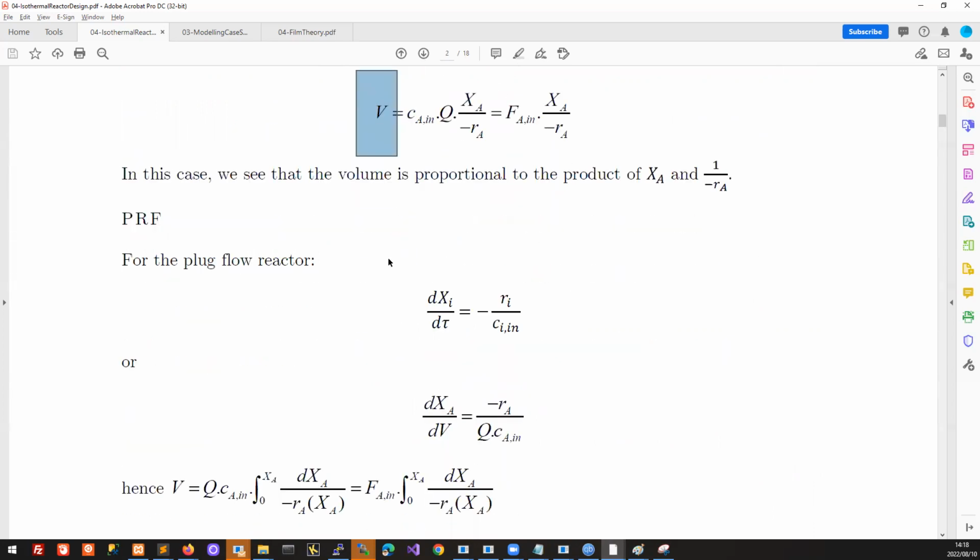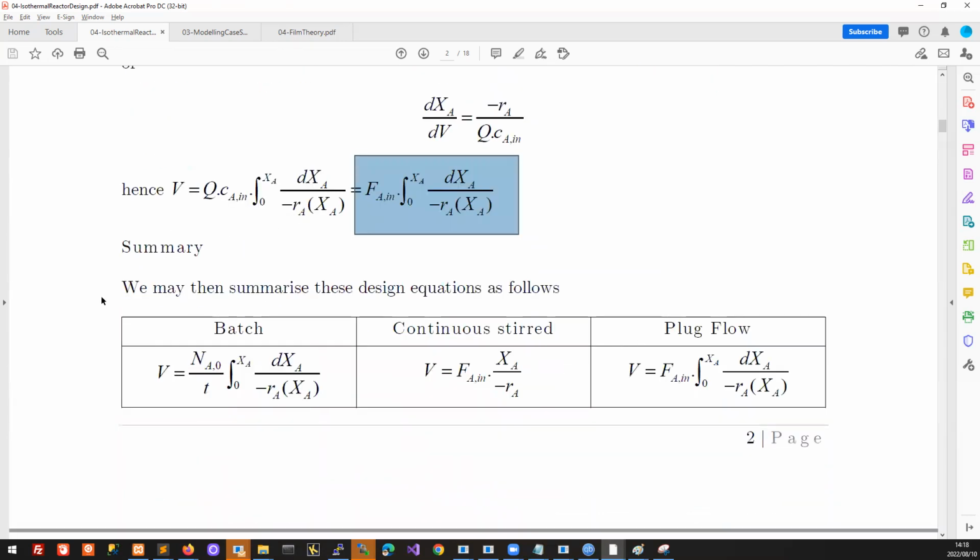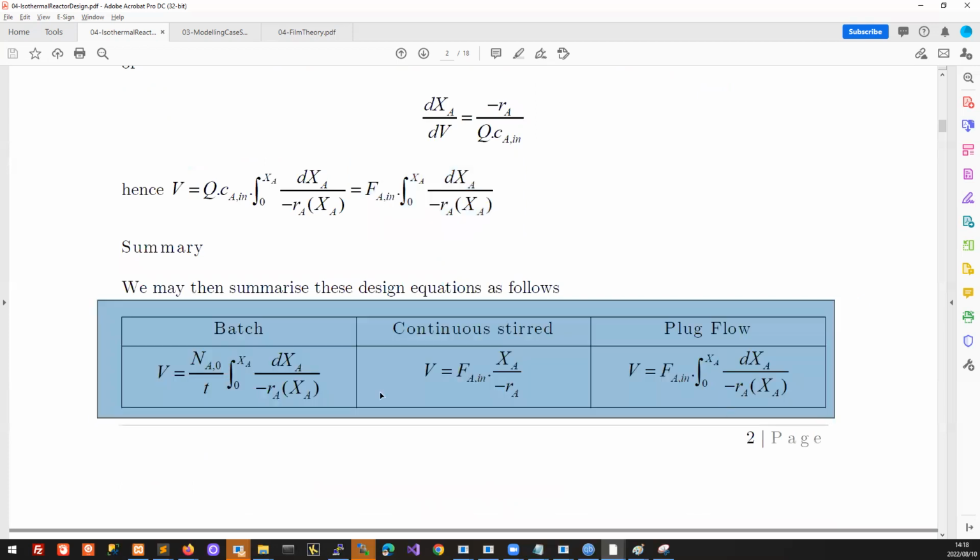In the PFR, we said that's our equation. And again, we can convert tau into V and Q. And so we can solve for V by integrating this equation. And again, you get this form. The integral of 1 over RA in X, and then an FA in out here. So these are the three forms written in a more designed sense.